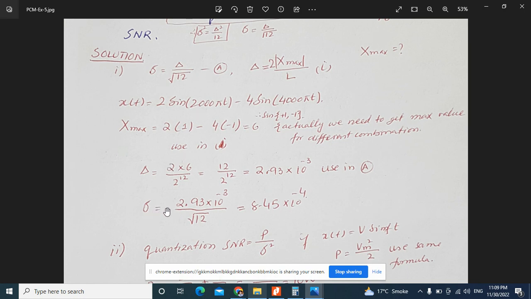So sigma is equal to 2.93 times 10 raised to power minus 3 divided by the square root of 12, and if you simplify this, you will end up with 8.45 times 10 raised to power minus 4.